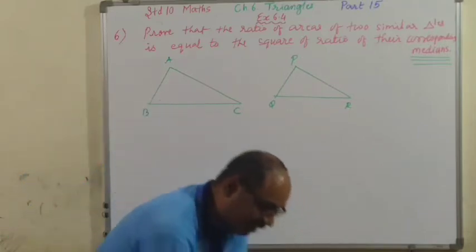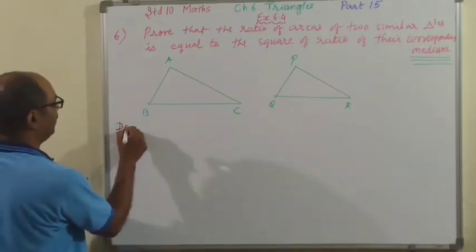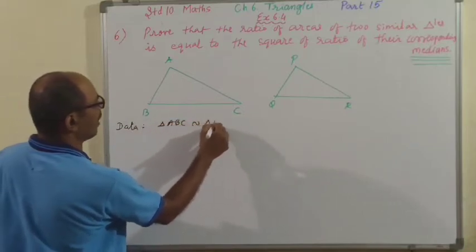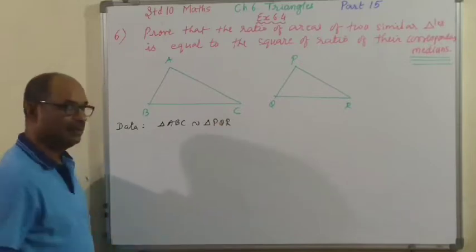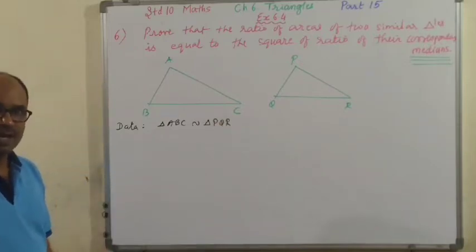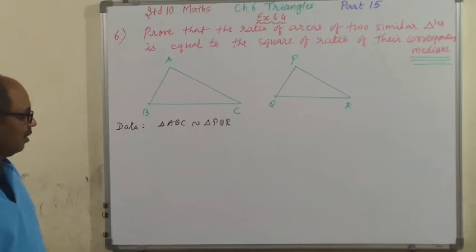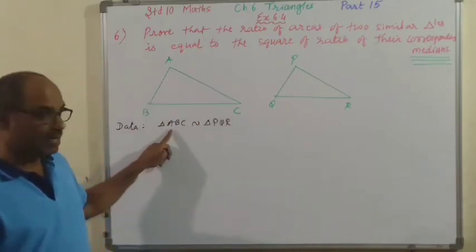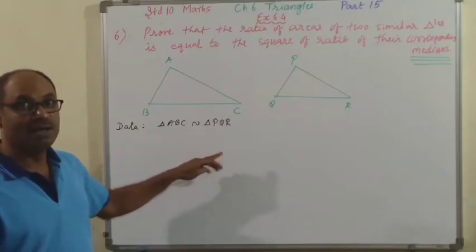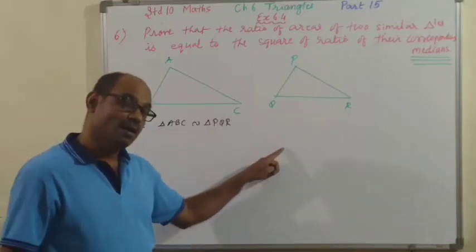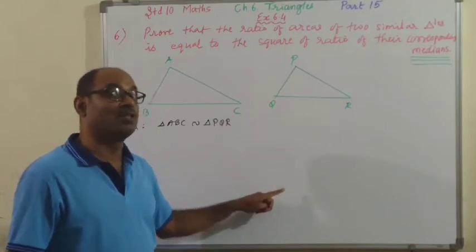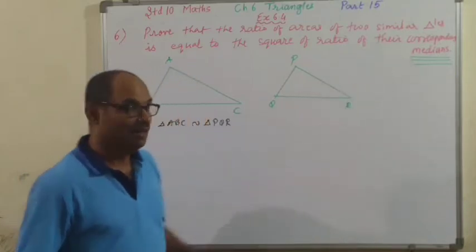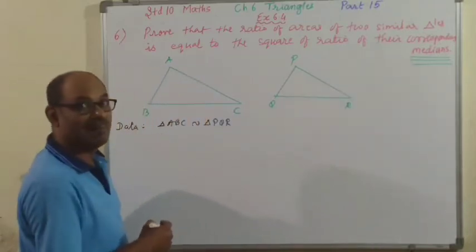Let me write data and then we'll try to understand the statement. Data. Triangle ABC is similar to triangle PQR. And what we have to prove? First, that is given. We have to prove area of triangle ABC upon area of triangle PQR is equal to square of median of triangle ABC upon square of corresponding median of triangle PQR. Okay, तो हमें डेटा में मीडियन भी ले लेना पड़ेगा.